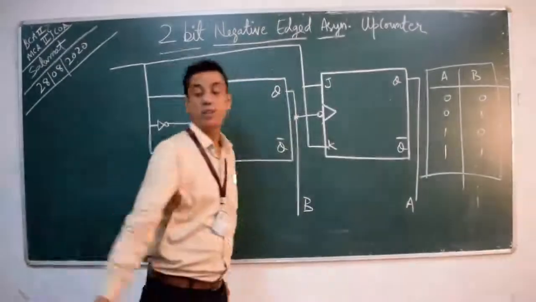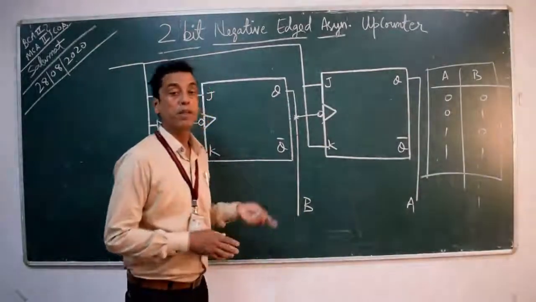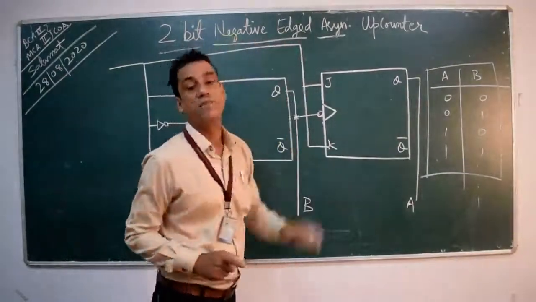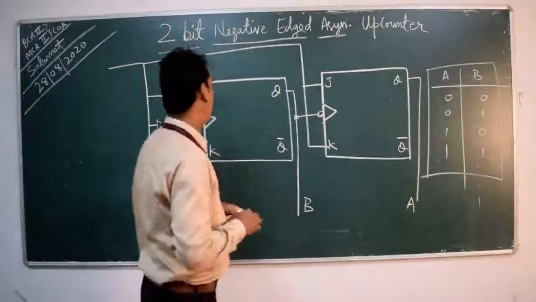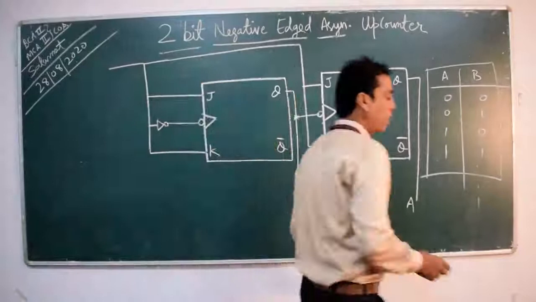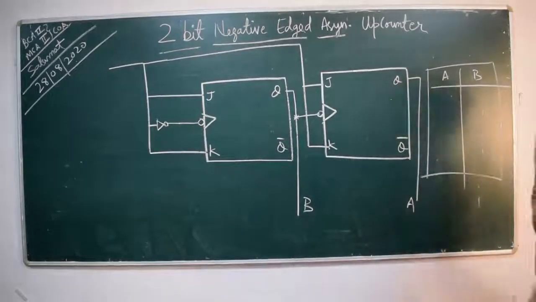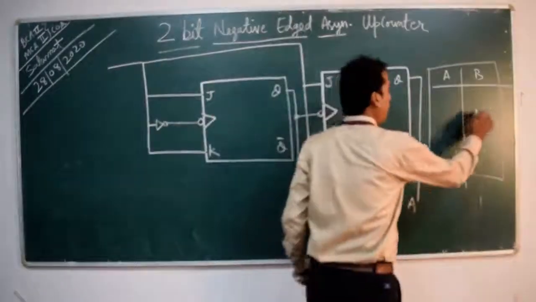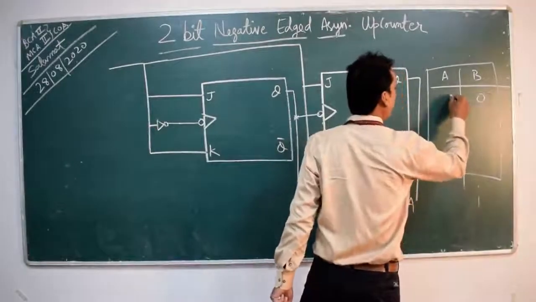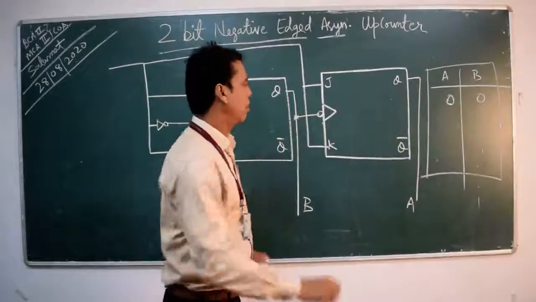So what are we using? We are using a negative edged JK flip-flop. It means this will be a negative edge counter. Now you see the starting. I'm going to delete this truth table. Now see what will be the starting value of B and A. B0, A0. Obviously the starting value of any flip-flop will be 0, 0.